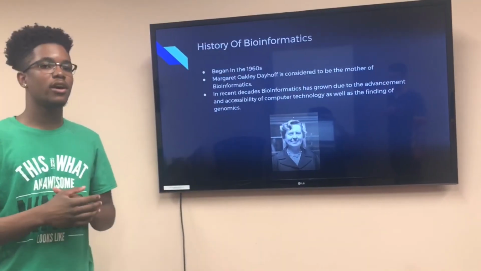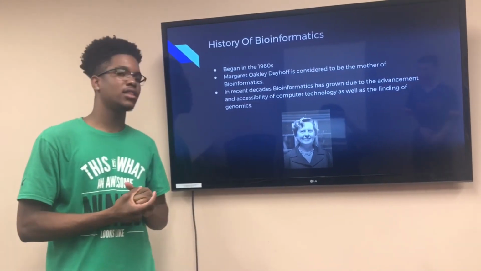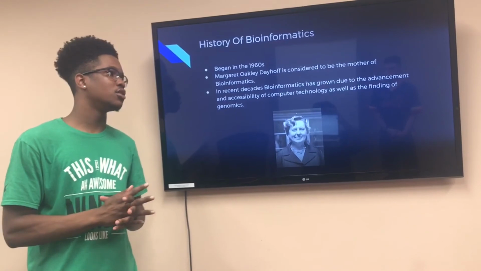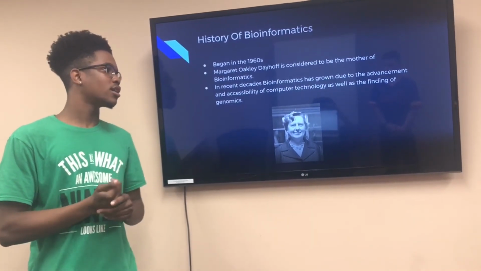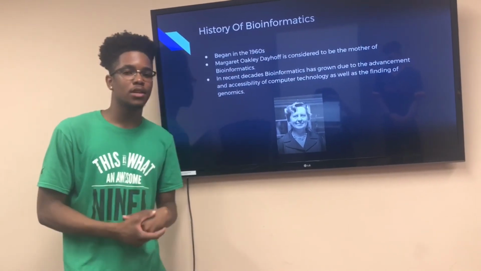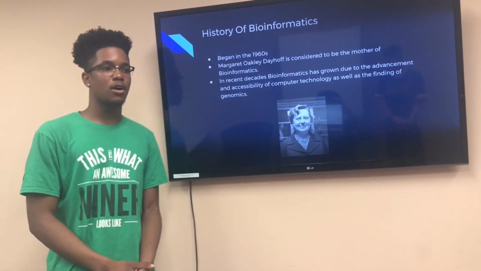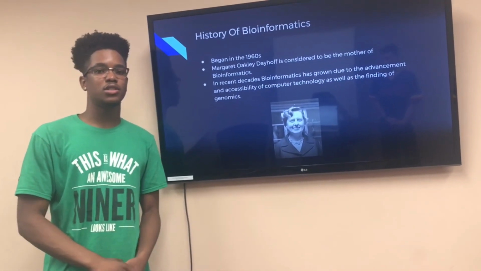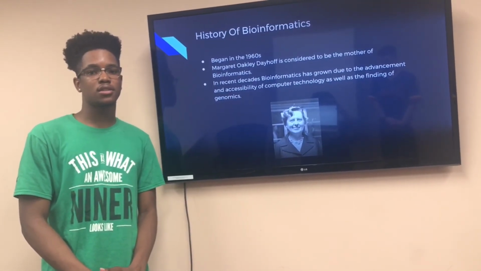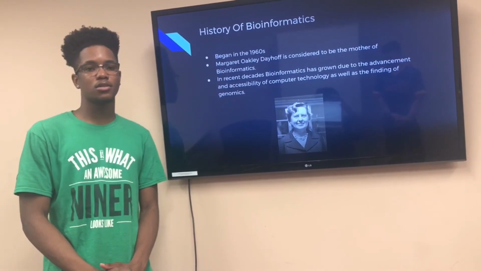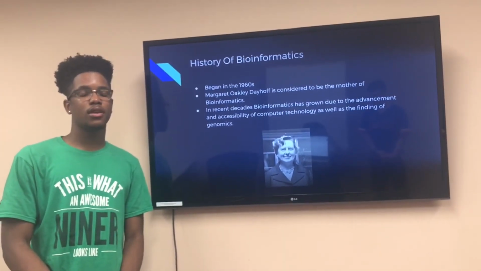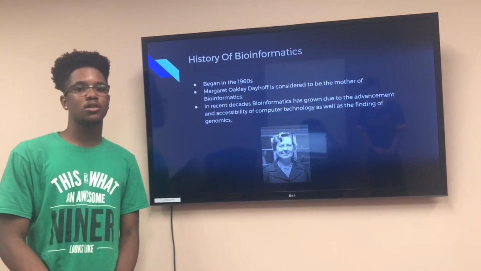So for the history of bioinformatics, it's a field that began in the 1960s, and the mother of it is Margaret Oakley Dayhoff. In recent decades, the field has grown due to the advancement of technology. Another major advancement in the field in recent decades is genomics. It made it possible to acquire nucleic acid sequence and structural information, and it just made it easier to analyze and experiment with genomes.